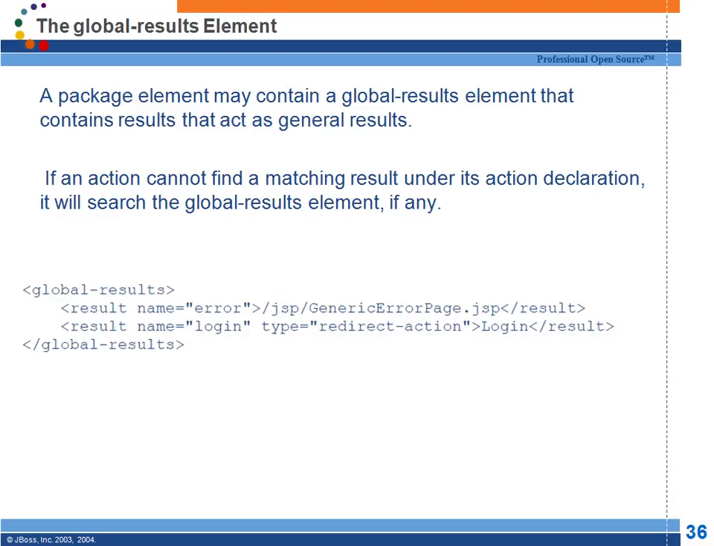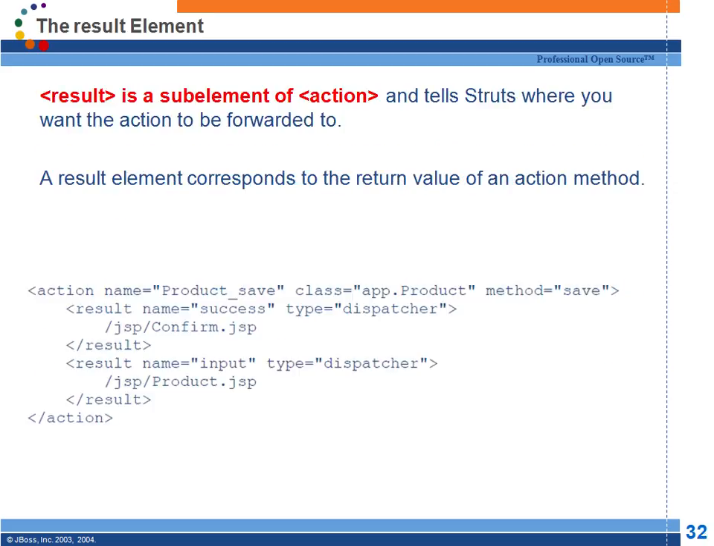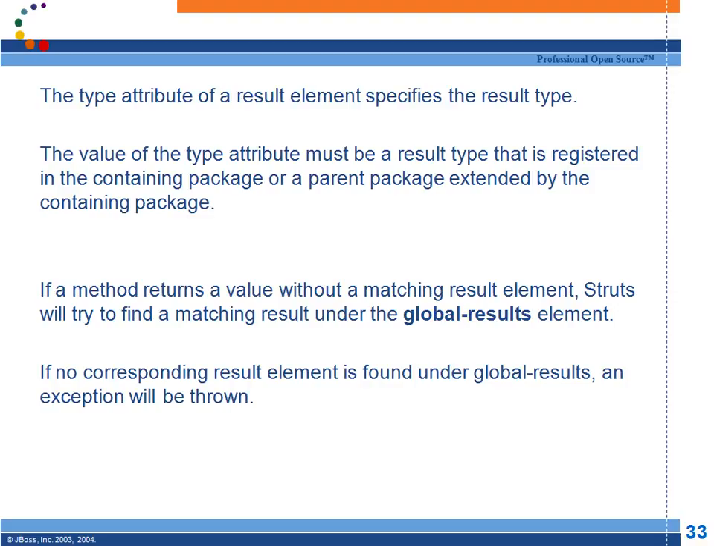So coming back, if a method returns a value without a matching result element, your action method is returning something which is not matching any result element. Struts will try to find a matching result under the global result element. If no result element is found under global result, an exception will be thrown. Right?